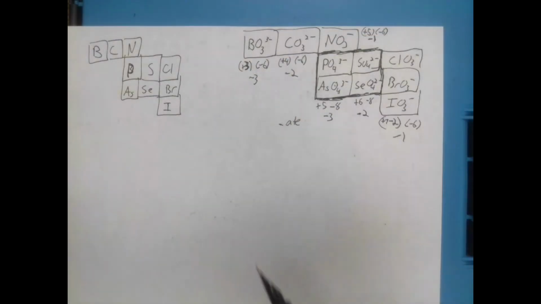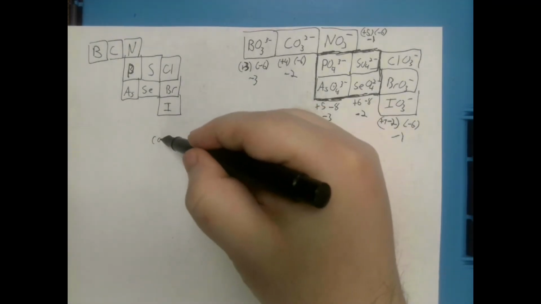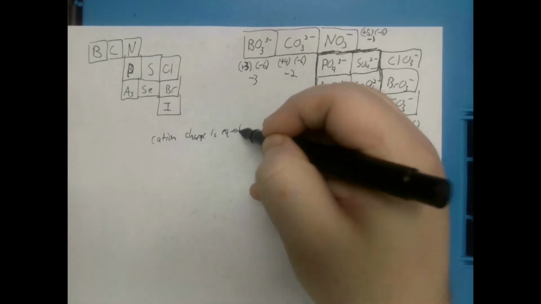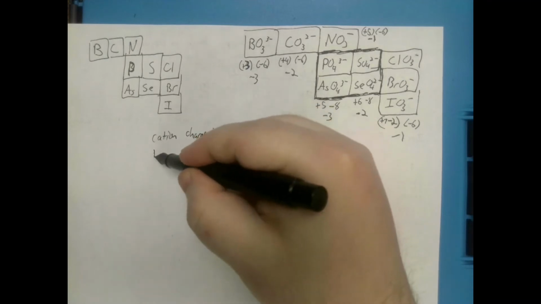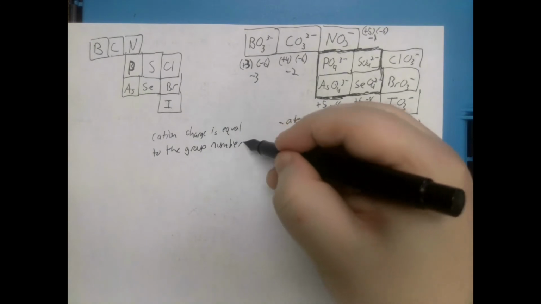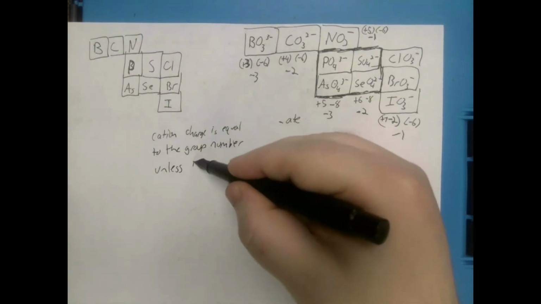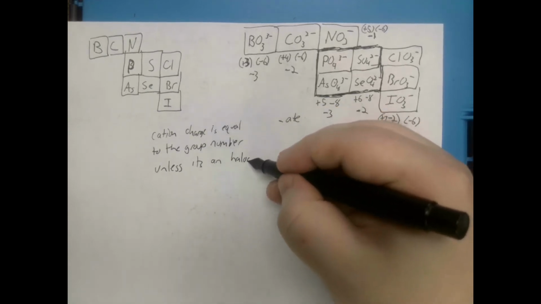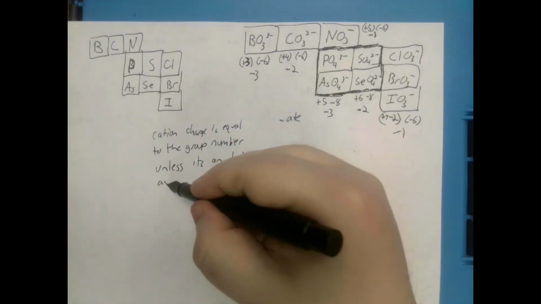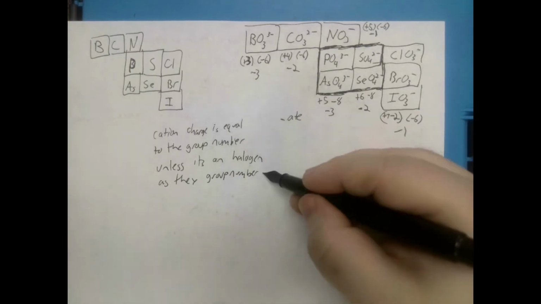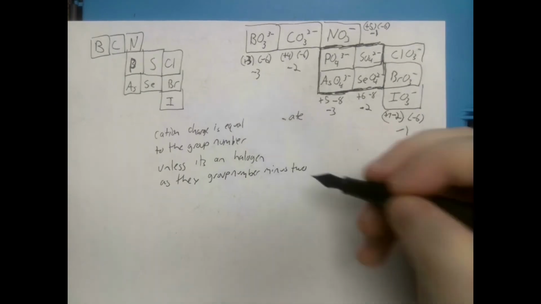It's the group number is going to be the charge of the cation. So the cation's charge is equal to the group number. Unless it's a halogen. As they have group number minus 2. Or 5.